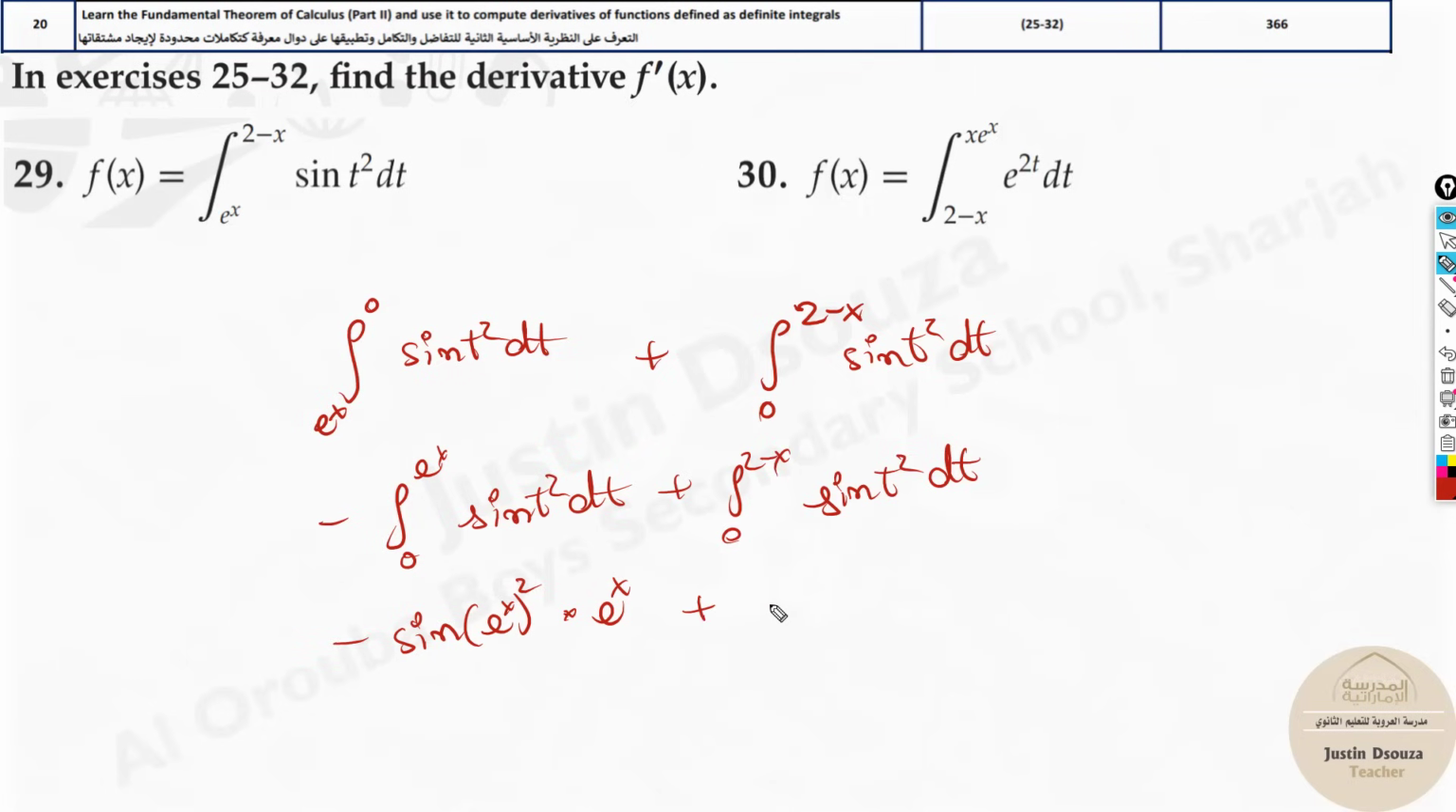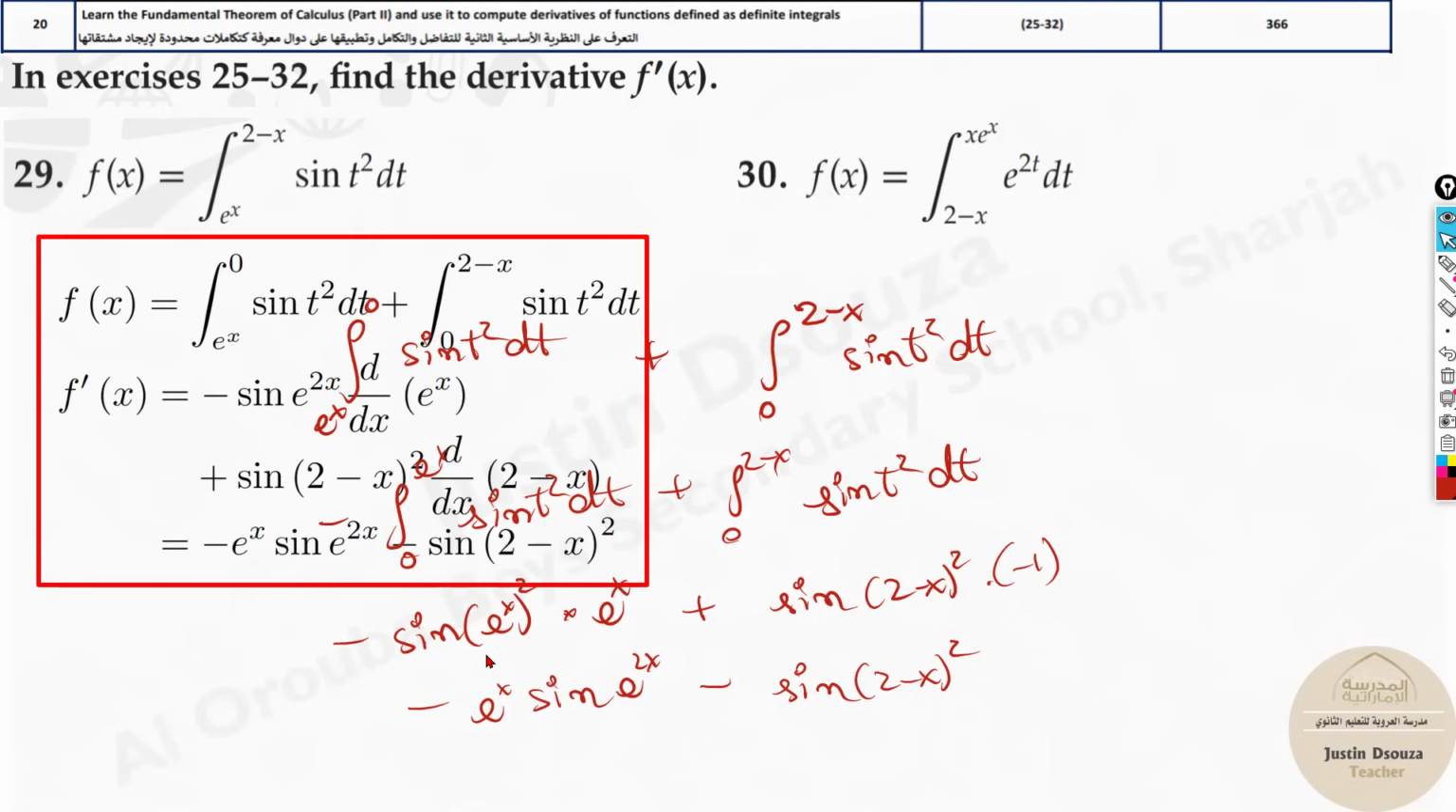Over here what happens? It'll be sine 2 minus x the whole square, and what is derivation of 2 minus x? It'll be minus 1. So when you simplify, it'll be minus e to the power x sine e to the power 2x, because I just multiplied 2 and x, plus it'll be minus, why? Because minus times plus is minus, sine of 2 minus x the whole square. So this is how we can easily solve it up. The answer will be that. It's the exact same answer.